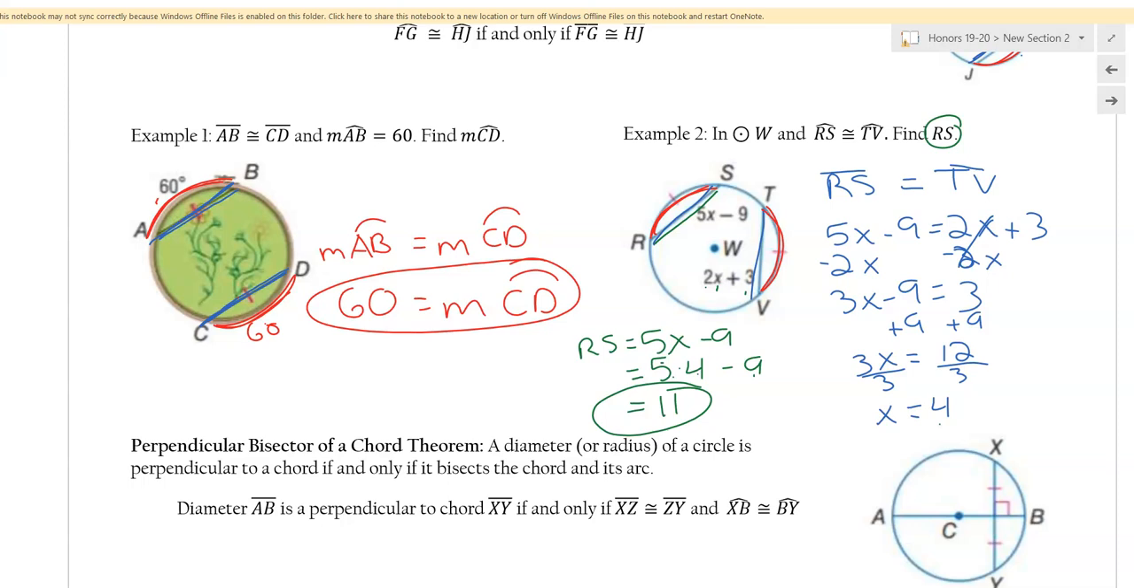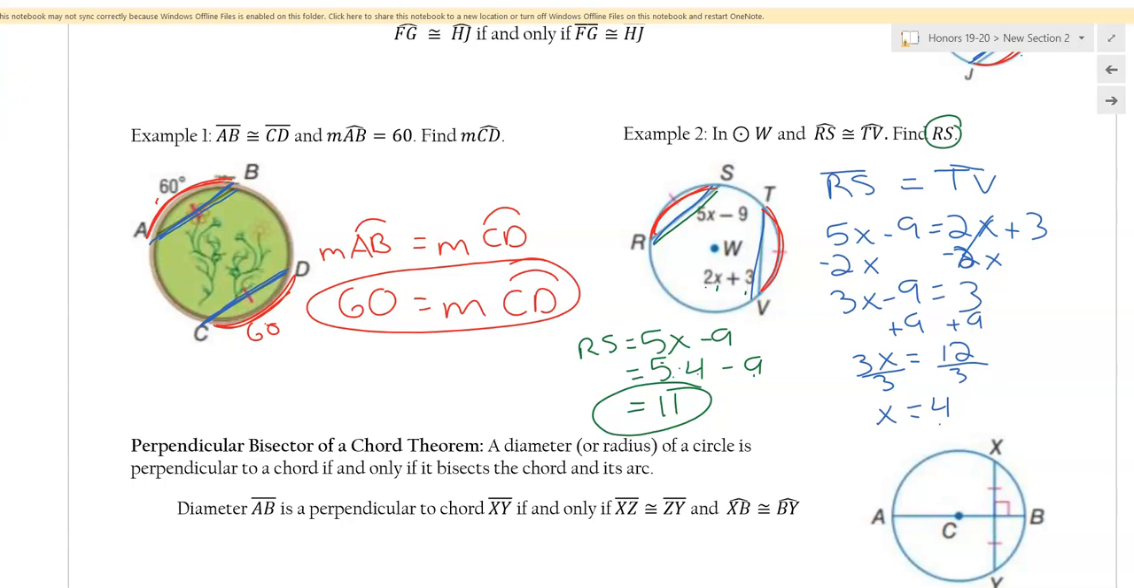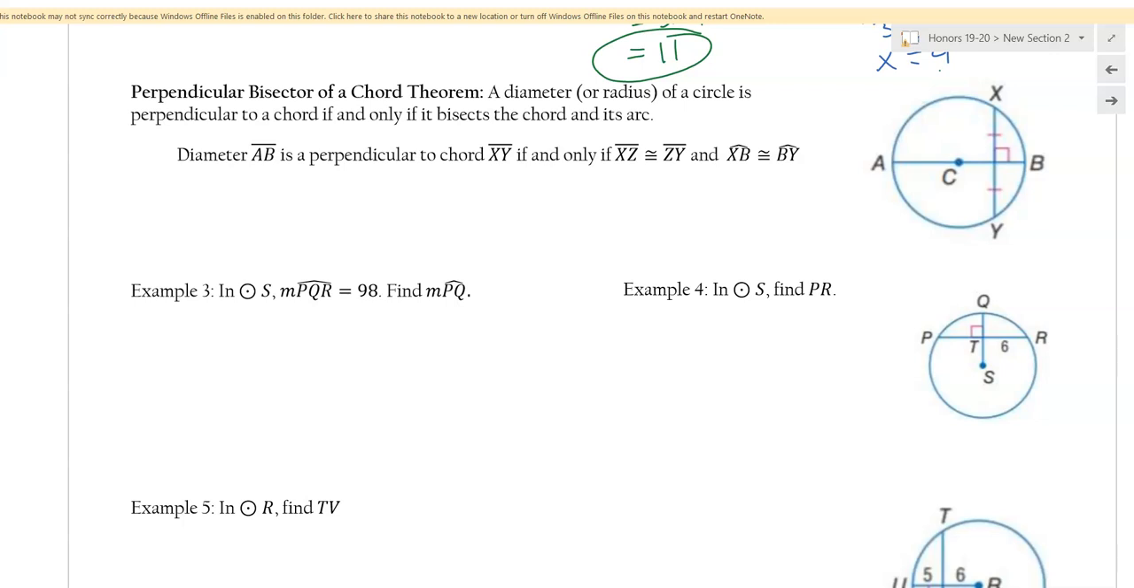All right, so that's our first theorem. Pretty basic. If one's equal, then the other ones are equal. Okay? All right, next we have our perpendicular bisector chord theorem. A diameter or radius of a circle is perpendicular to a chord if and only if it bisects the chord, and its arc. Again, this if and only if just goes both ways. So this is perpendicular. Therefore, these things are congruent.